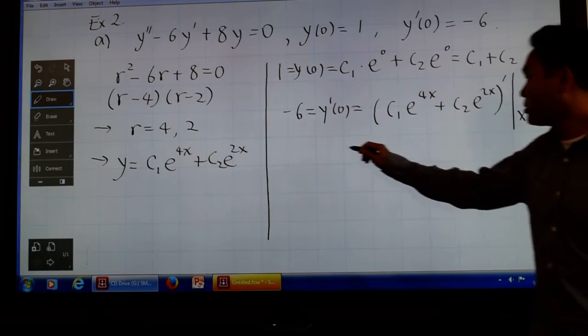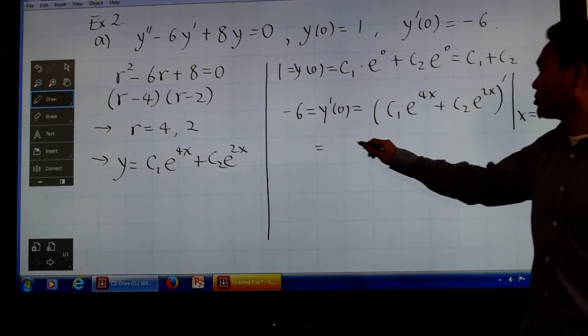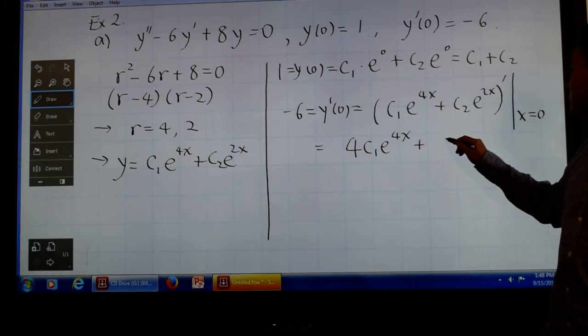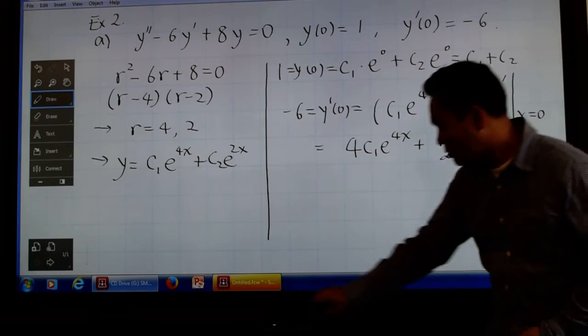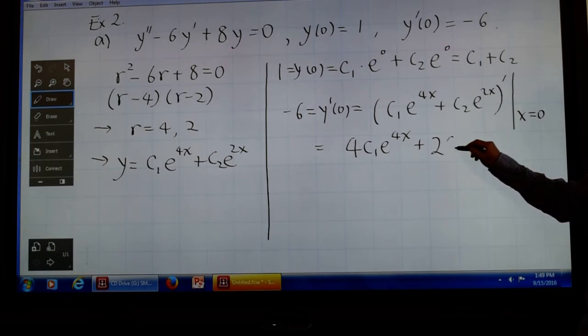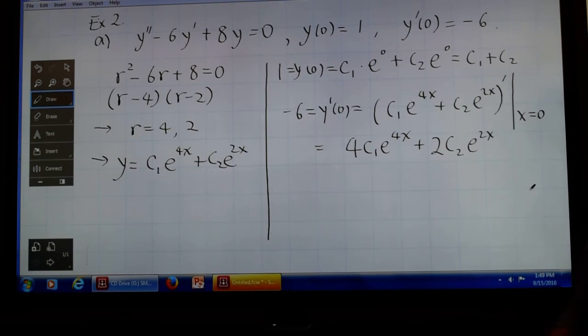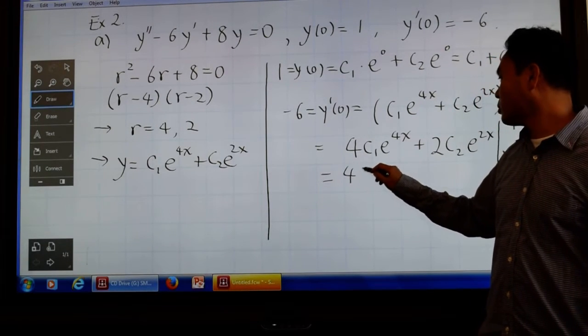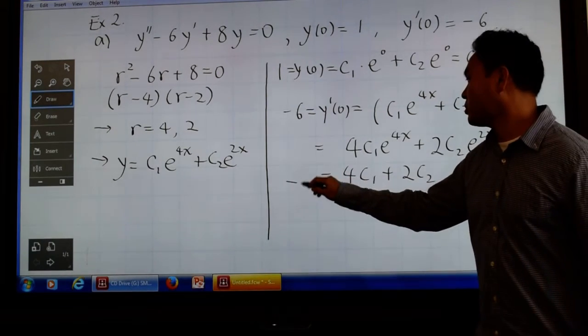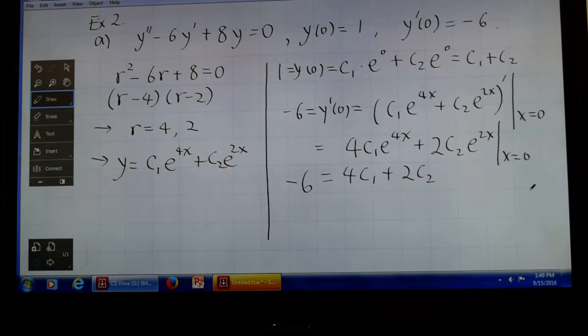Okay? So I do this, and if you differentiate, 4 comes down, it's 4c1 e to the 4x plus 2c2 e to the 2x. And then you still have to plug in x equals 0. That gives you 4c1 plus 2c2 equals negative 6. Okay? Because when you plug in 0, anything to the 0th power is 1, so you end up with that.